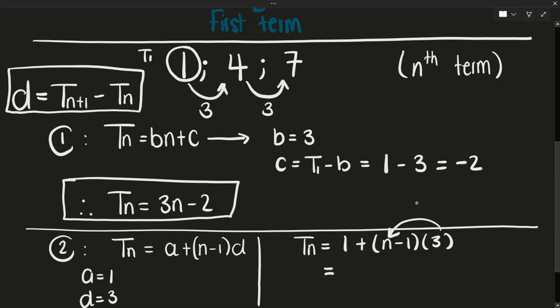3 times, distribute that n minus 1 to that 3. So now you are going to have 1 plus 3n minus 3. Therefore, when you look at it all, Tn is going to be equal to 3n minus 2. And that's your final quoted answer.